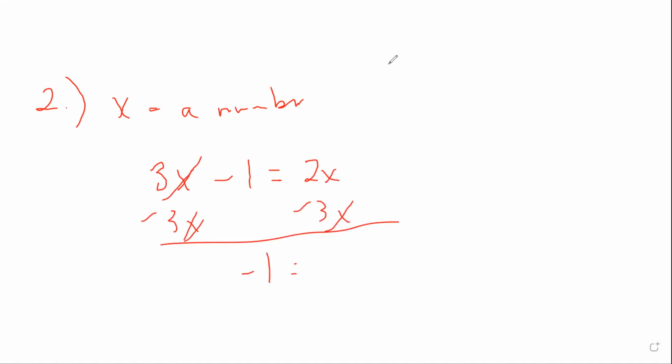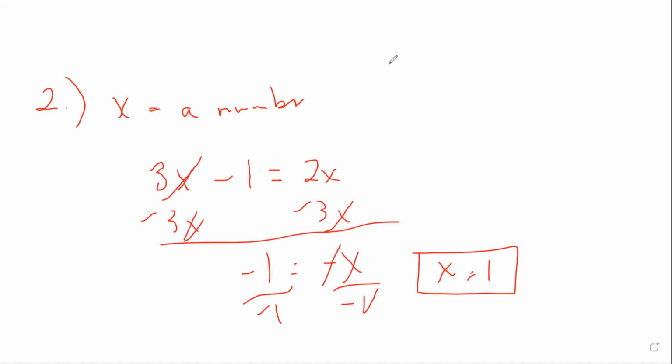I get -1 equals -x. I'm going to divide both sides by -1. So we end up with x equals 1. So my number that makes number 2 correct is x equals 1.